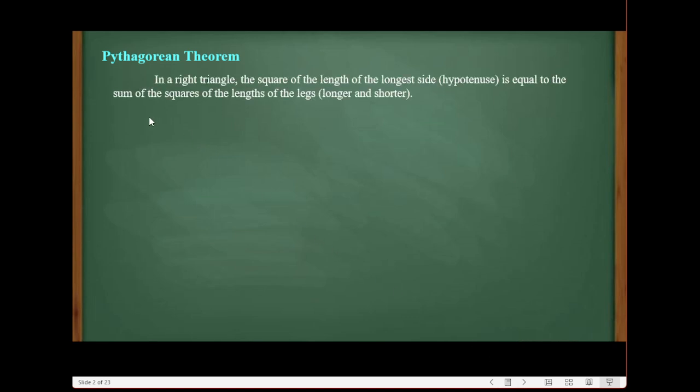For our next slide of presentation, let us consider the recall on the Pythagorean theorem. Pythagorean theorem states that in a right triangle, the square of the length of the longest side, or the hypotenuse, is equal to the sum of the squares of the lengths of the other two sides, which are the legs. Most of the time, these legs are the longer and the shorter legs, okay?